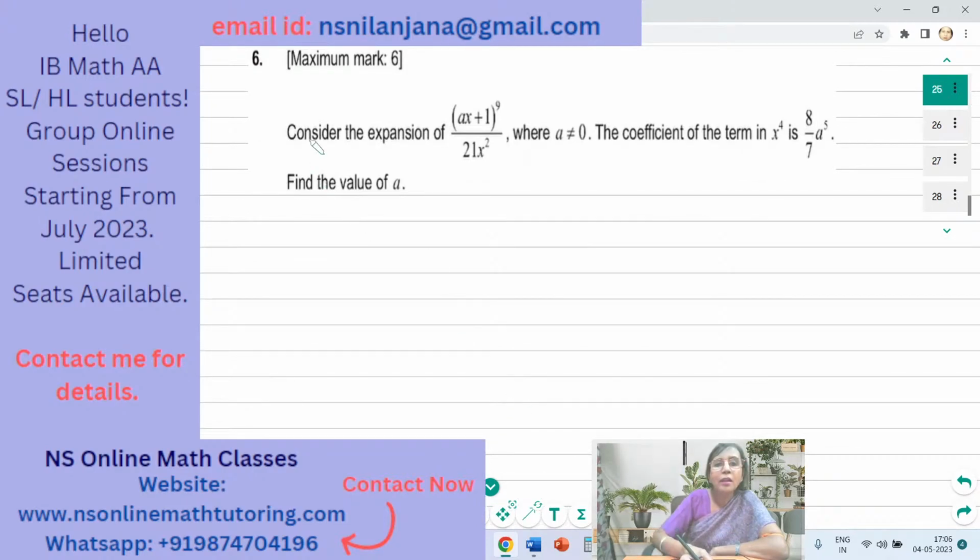Last question of section A. Question number 6, maximum mark 6, no subpart. Consider the expansion of (ax plus 1) to the power of 9 over 21x squared, where a is not equal to 0. The coefficient of the term in x to the power of 4 is 8 over 7 times a to the power of 5. Find the value of a.